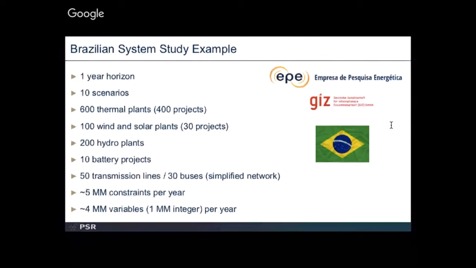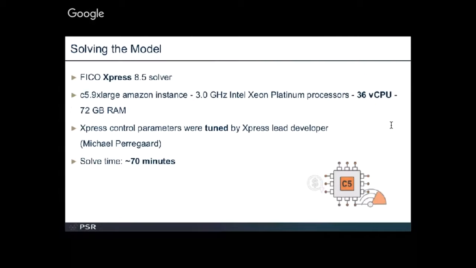Talking a little bit about the Brazilian example study. It's a near horizon, 10 scenarios, a lot of thermal plants, a lot of wind plants, a lot of hydro plants, some battery projects, and a simplified network as well. The wind and solar plants in this study were clustered, so we didn't model each wind and solar plant individually. That's why the Brazilian model gets smaller than the Chilean one, even though the Brazilian system is much bigger. So we have 5 million constraints per year and 4 million variables, 1 million of which are integer.